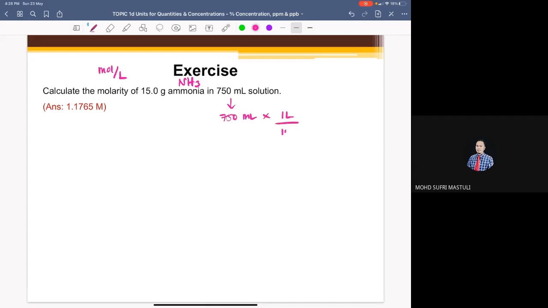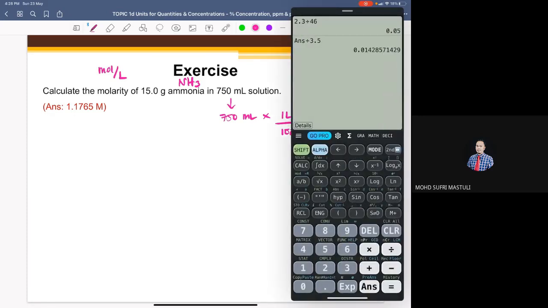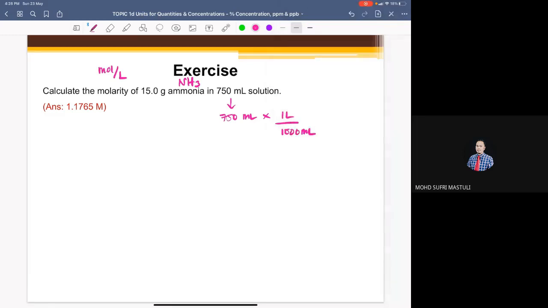1 liter is 1000 ml. So 750 divided by 1000 is 0.75 liter. So you have to try.